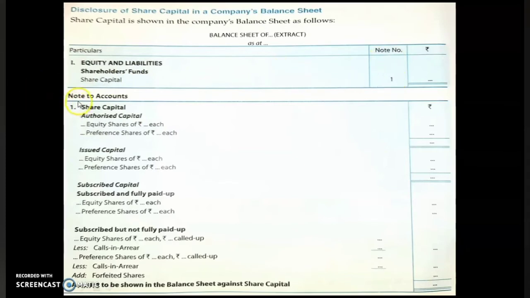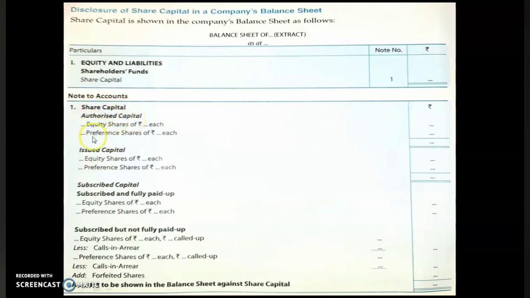Then we have to write down notes to accounts as a separate box. So notes to accounts. Then write down number 1. Number 1 means this is the working note number 1. And then write down share capital. Now you are going to sub-classify this share capital in the following way. Please listen to this very carefully. The first item under share capital is authorized capital.